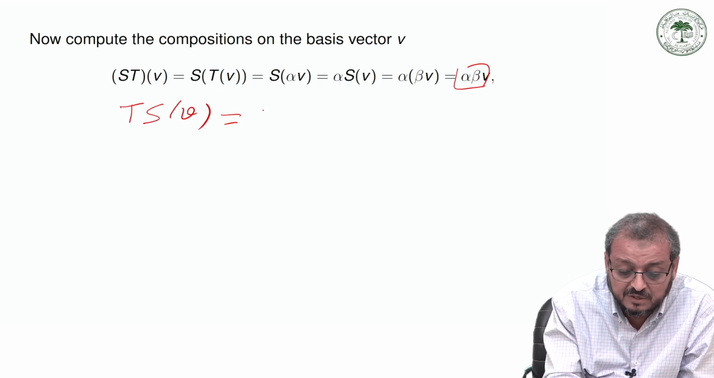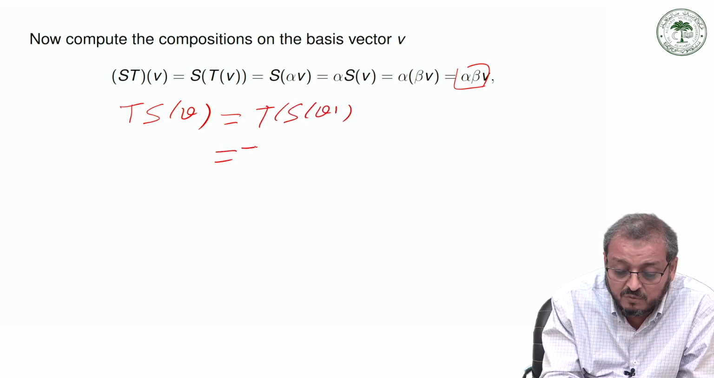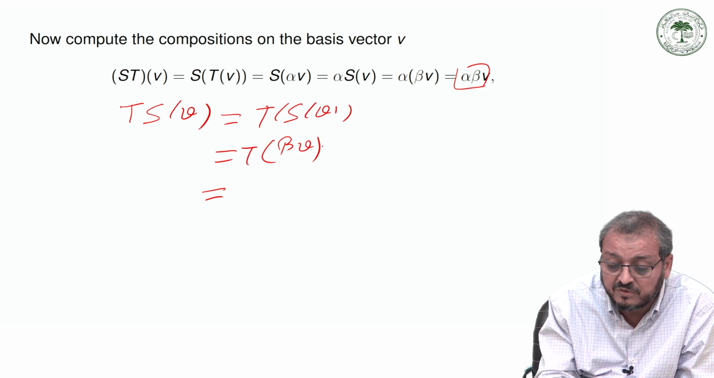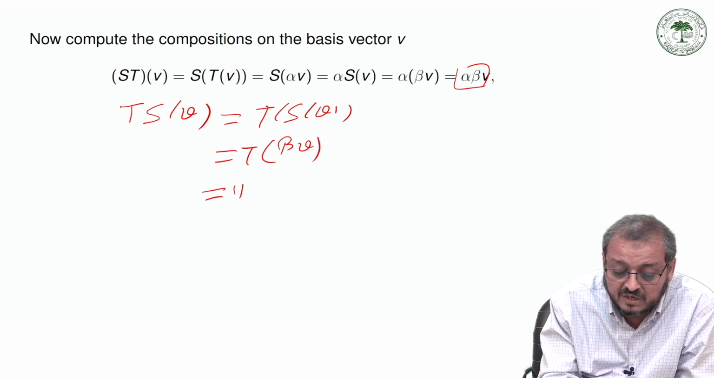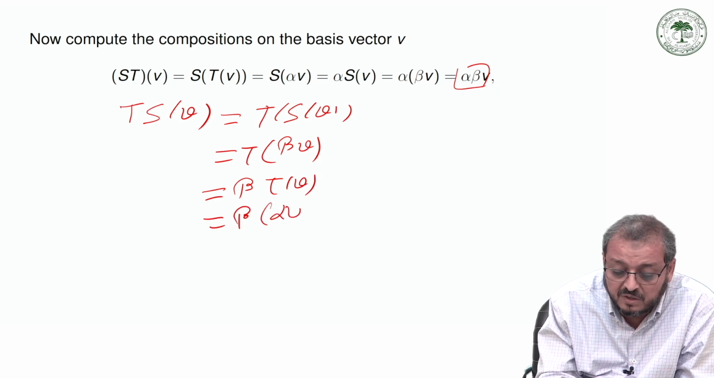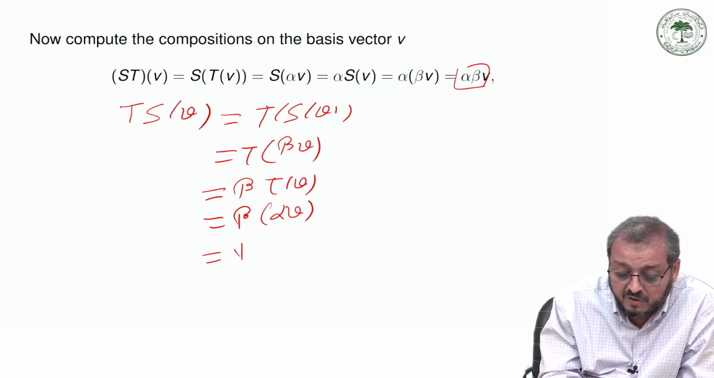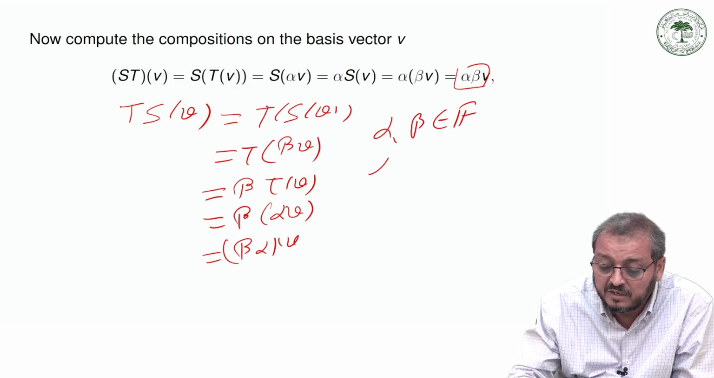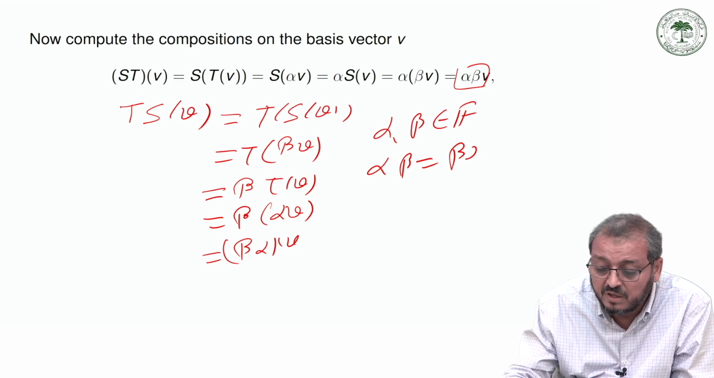By the definition, this can be written as T(S(V)). Now T(S(V)), we have S(V) = βV, so this is equal to T(βV). Since T is linear, we can write β times T(V), and β times T(V) is equal to β times αV, which is βαV. We know that α and β are elements of the field, and then αβ is the same as βα.